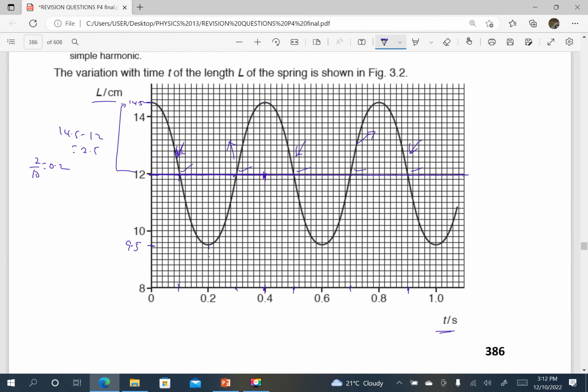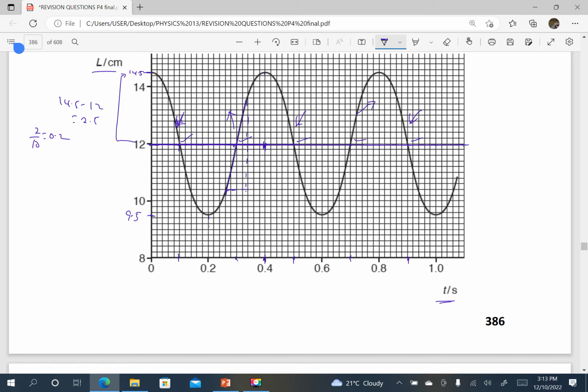Alternatively, you could find a gradient, where you would draw a tangent at any of these points, because the speed is maximum when the body is passing equilibrium. So you draw a tangent at the equilibrium position and you try to find the gradient. Remember, it is a tangent. A tangent does not enter into the curve, it just touches the curve. So you draw a tangent and use it to find the gradient, because the gradient will give us speed. You can do that as an assignment. You find the gradient of the tangent at that point where the graph crosses the equilibrium position, and the gradient is going to be actually the speed.